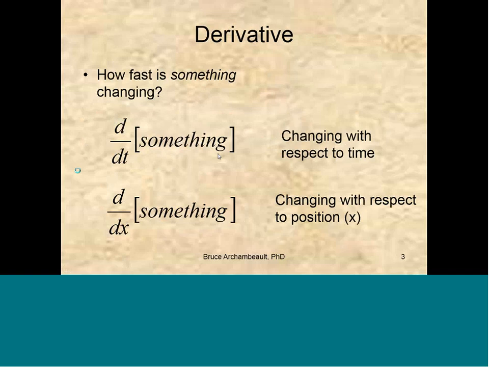So it might be how fast Bruce is losing his hair with respect to time. And the answer to that, by the way, is way too fast, although it's slowed down quite a bit since I've lost most of my hair now. But that's just an indication. It could be how fast the car is going, how fast the electric field is changing, how fast the current is changing on a circuit. It could be anything. That's all that this derivative means.